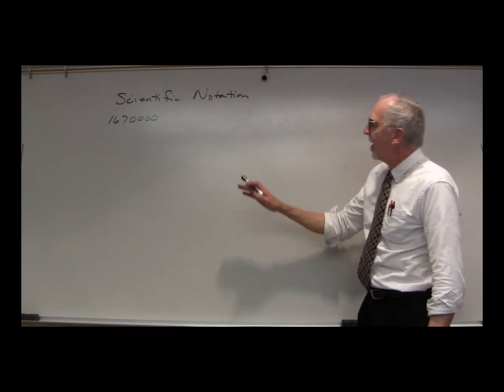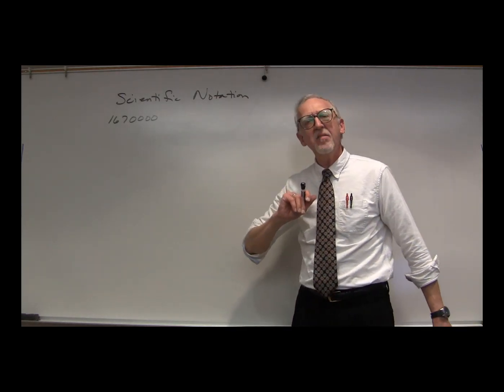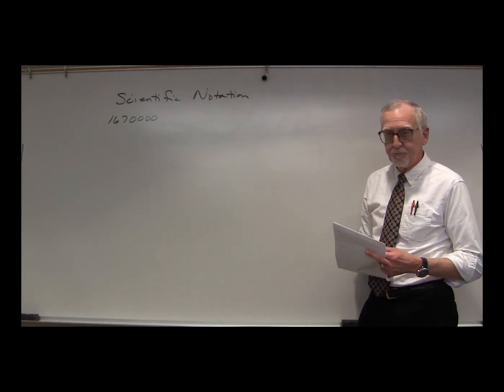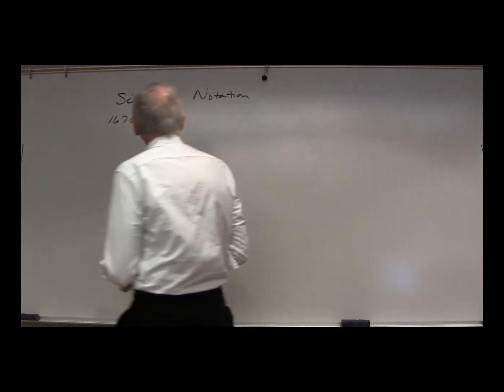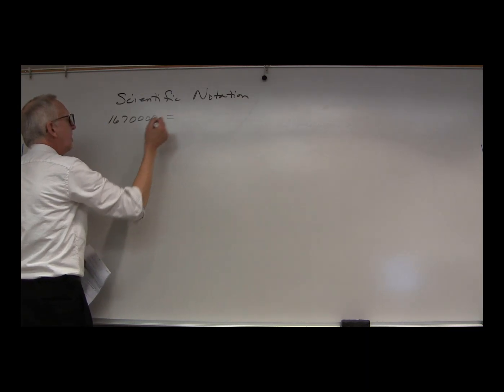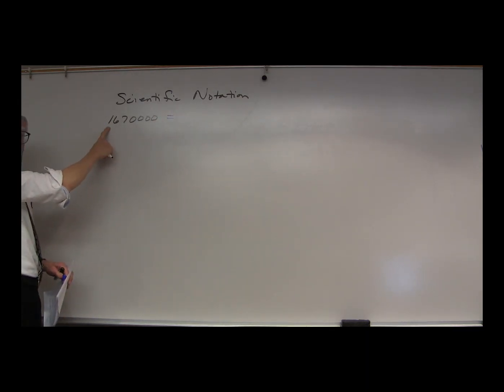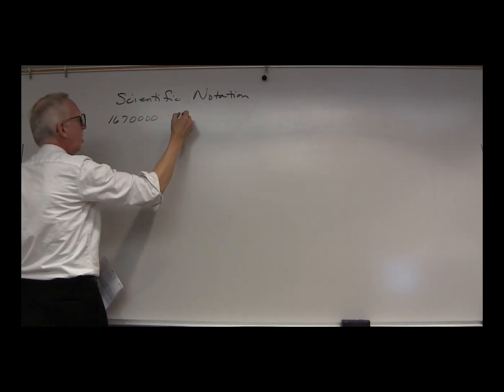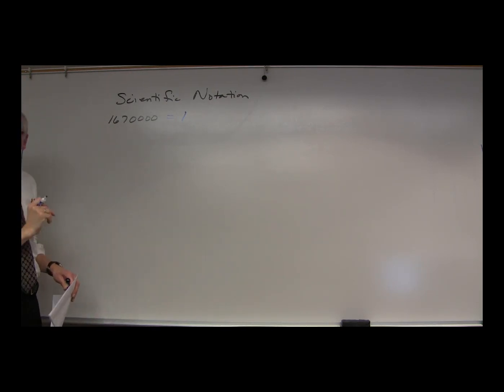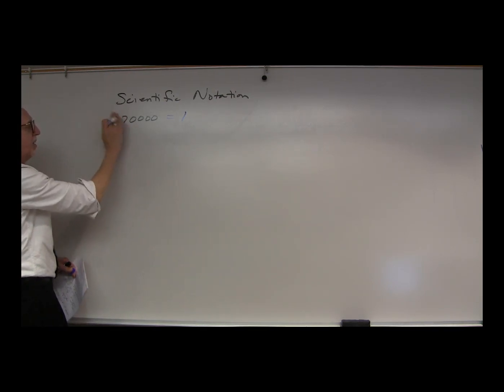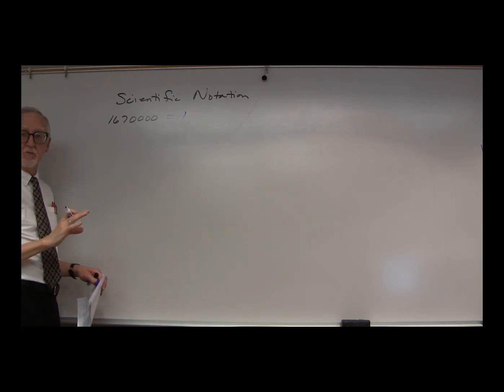Let's imagine that we have a number like this, 1,670,000. To write this in scientific notation, we first write the digit that's farthest to the left, the farthest left non-zero digit, so in this case 1. And then, if there's only one sig fig, then we just have one digit and we do not need to write the decimal point.